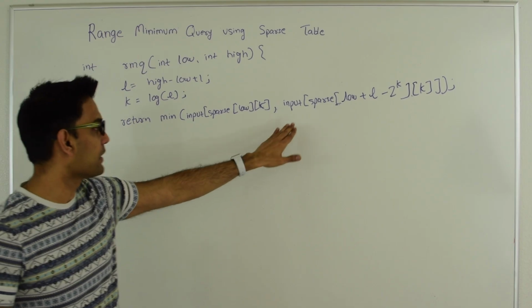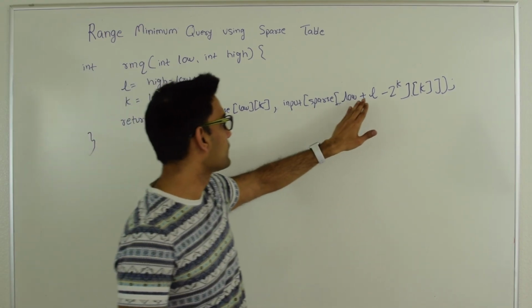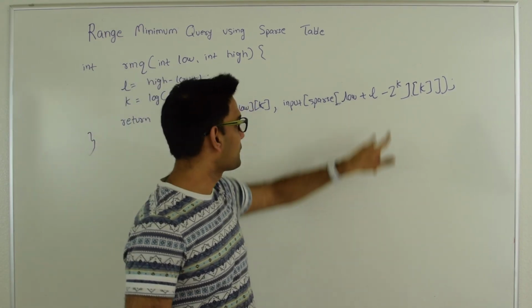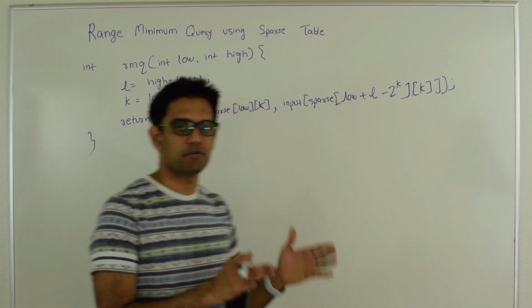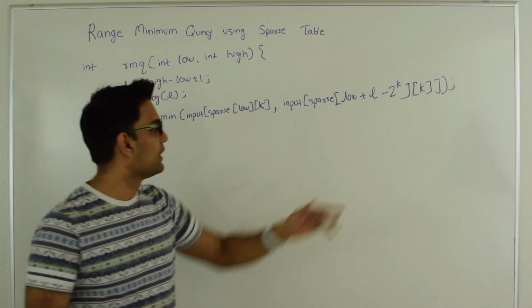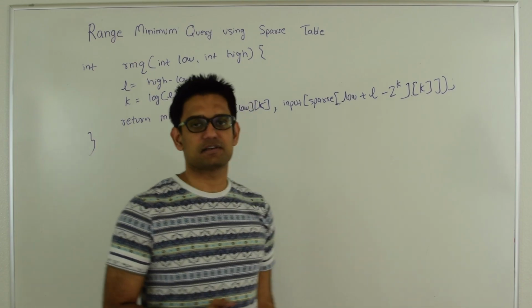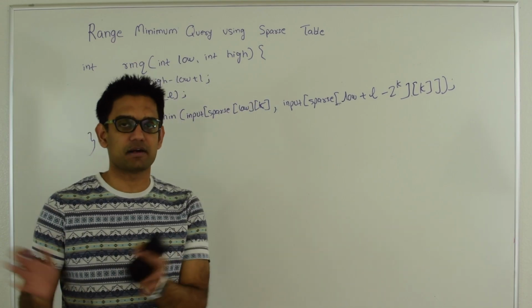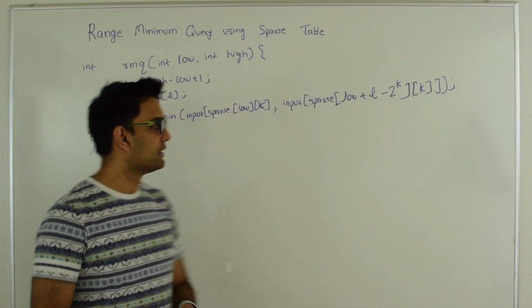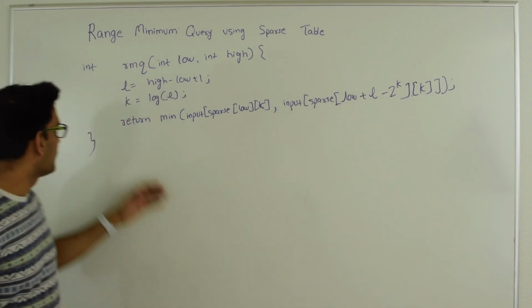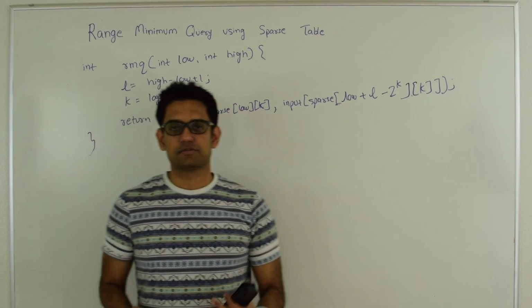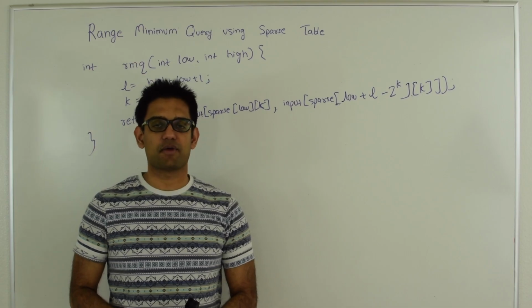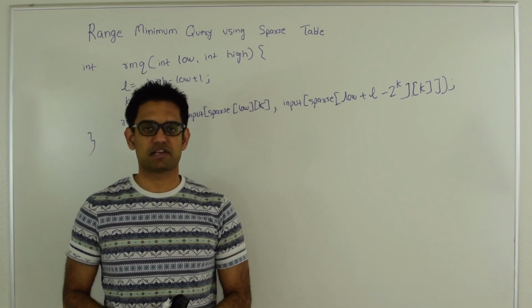That, or input of sparse of whatever number of elements is left, which is L minus 2 raised to K plus low. So we are moving that much from the low, and then from there the next 2 raised to K elements to cover whatever elements are remaining. So the minimum of these two will be the minimum for the range low to high. So this is all I have to talk about range minimum query using sparse table.